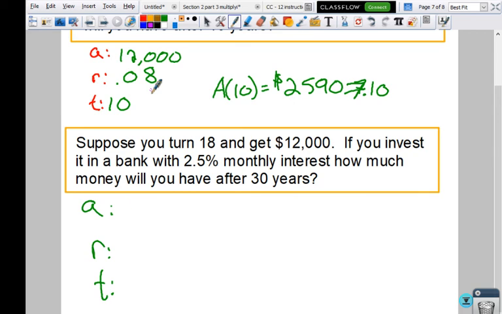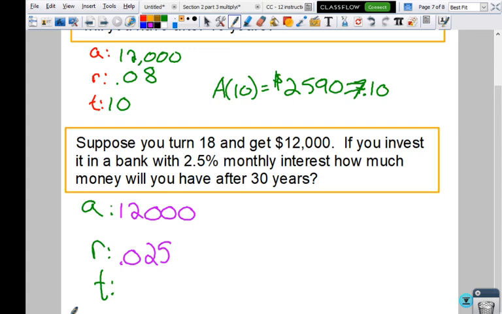Alright, so let's go over this one. Devin, in this problem, what's A? 360. No, that's the wrong one. 12,000 times 12. And then, James, what's R? That's 0.025. There you go. And Basin, what's T?